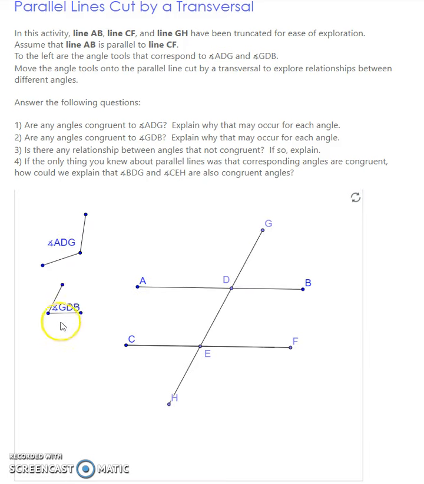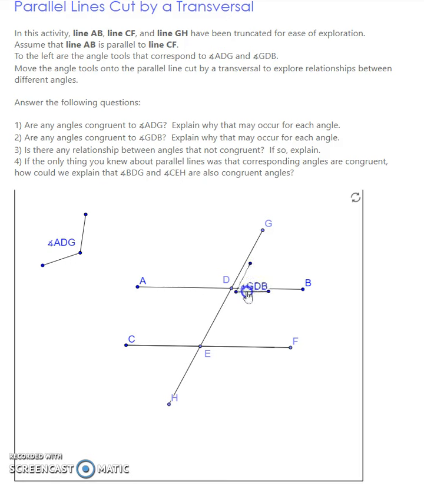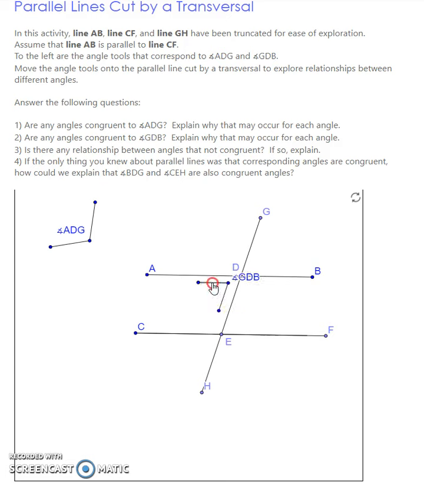Now let's look at angle GDB. So if I click it over here, I can see, yep, there's GDB. I know that I've got my corresponding angle, FED. I've got my alternate exterior angle, CEH. I need to move this just a little bit. And then I've got to GDB, I've got this vertical angle ADE. That's congruent as well. I can see that.